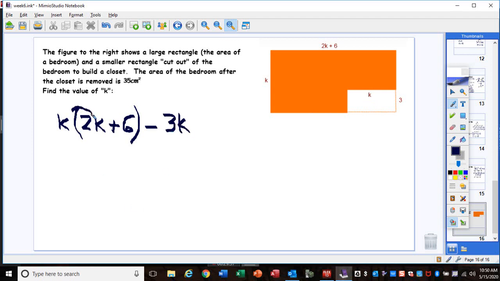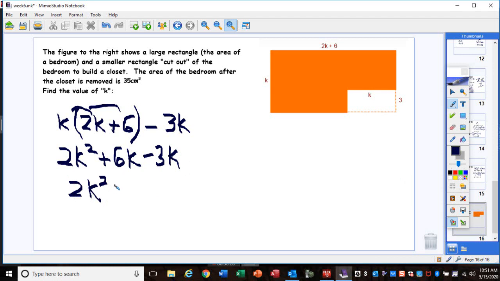So let's just distribute the k. Boy, this is a great one. This one has it all. 2k squared plus 6k minus 3k. Last problem. We're done. Okay, let's simplify this. 6k minus 3k is 3k, so 2k squared plus 3k. I hope you're trying these with me when you do this. If all you're doing is watching the video, it's not going to help you very much.